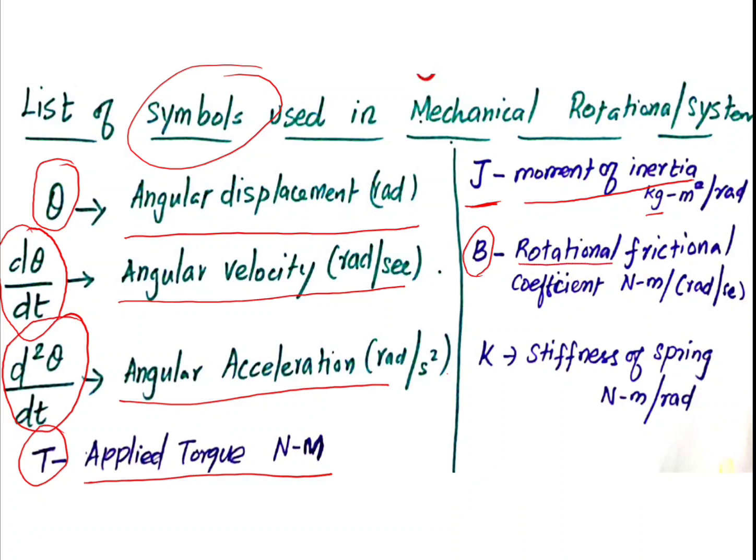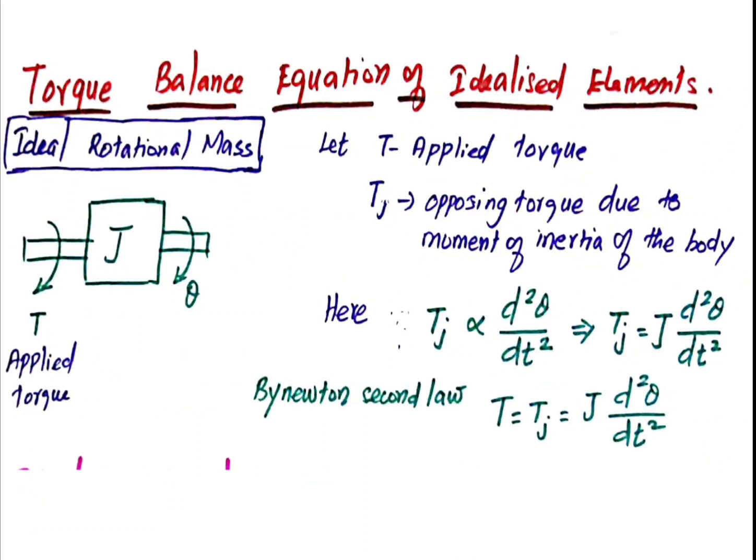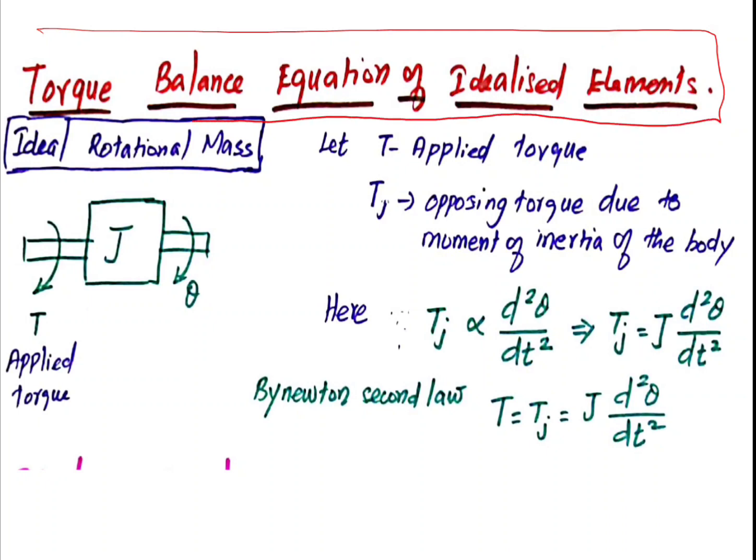B is the rotational frictional coefficient, in Newton meter per radian per second. K is the stiffness of the spring, in Newton meter per radian. So, these are the list of symbols we are going to use in modeling mechanical rotational systems. First we will discuss the torque balance equations of idealized elements.